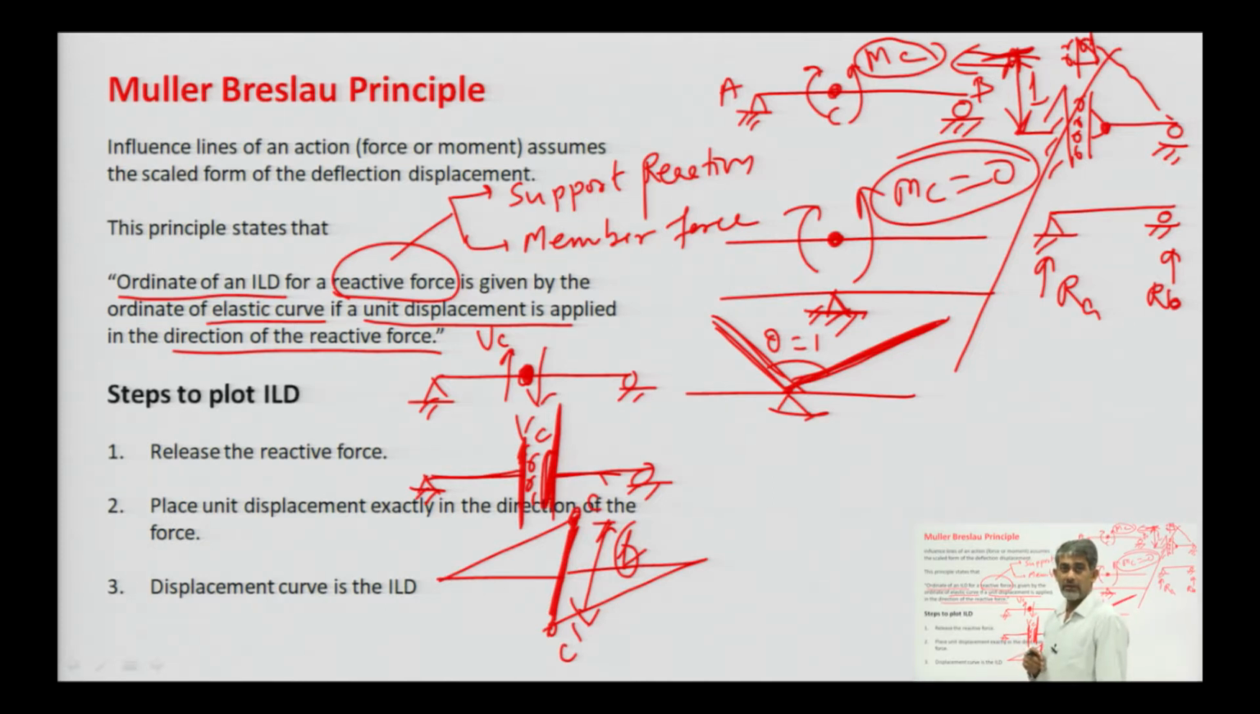This can be unit displacement, right. So, what are the steps? What are the steps according to Mueller-Breslau principle? Release the reactive force and place unit displacement exactly in the direction of the force that has been released, and the displacement curve is the ILD.